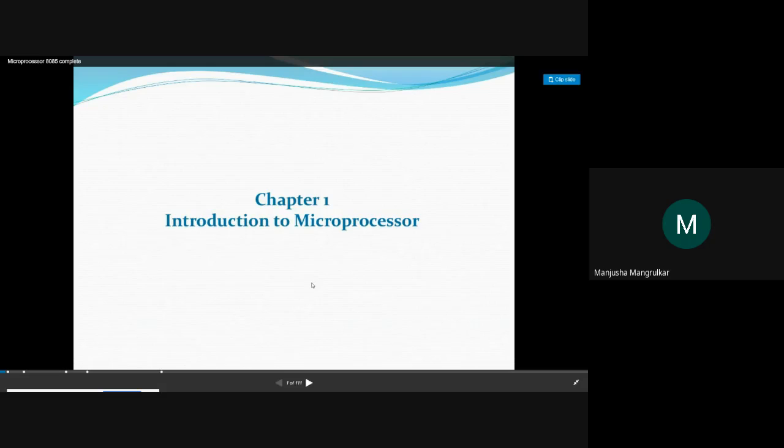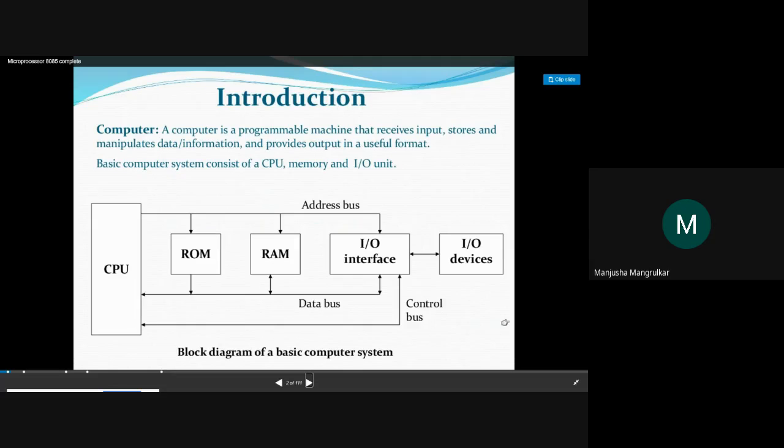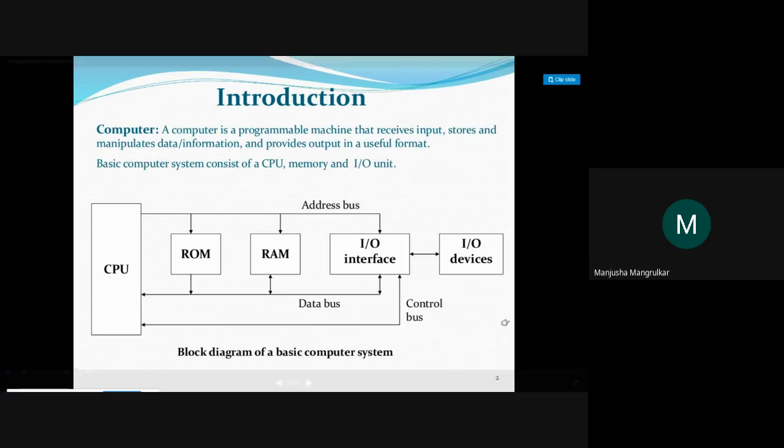the digital techniques and the fundamentals of microprocessor. Now, what is a microprocessor? A computer is a programmable machine that receives the input, stores and manipulates the data and information, and provides the output in a useful format. It receives the data, it stores the data, it manipulates the data, and provides the output we want. That is a basic computer. The microcontroller is also a basic computer.